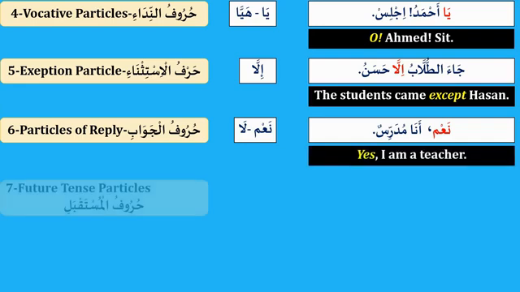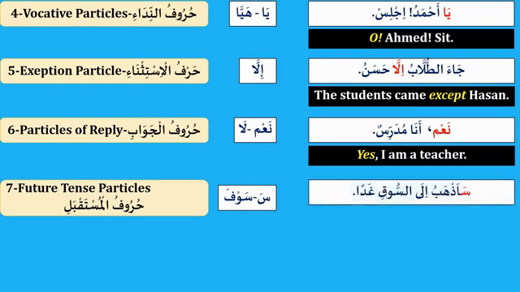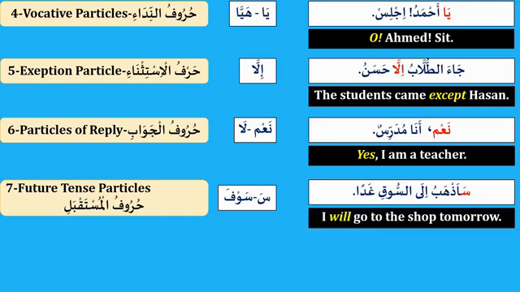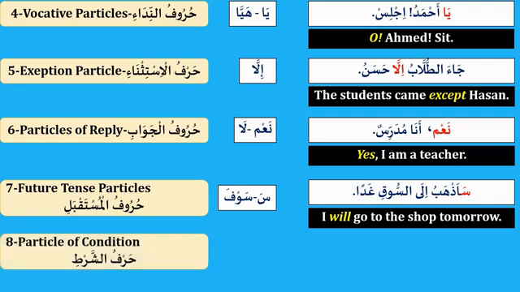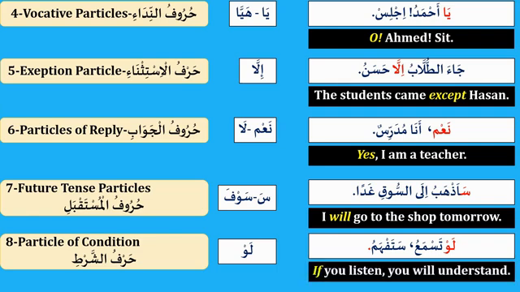نعم, yes. Next one, حروف المستقبل, future tense particles. س and سوف. Example, سأذهب إلى السوق غدا. I will go to the shop tomorrow. سأذهب, I will go. And the last one, حرف الشرط, particle of condition. لو. لو تسمعوا ستفهموا. If you listen, you will understand. لو تسمعوا, if you listen.